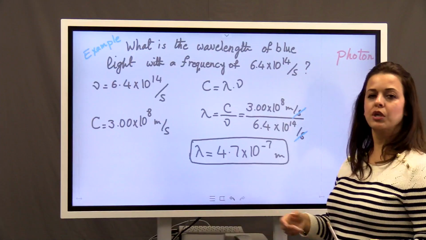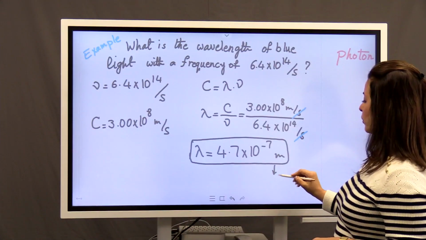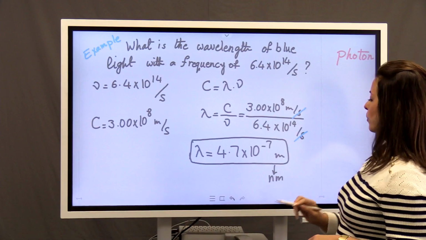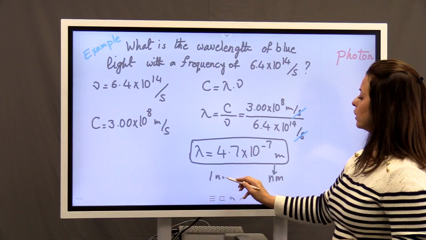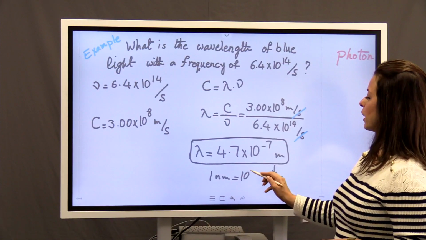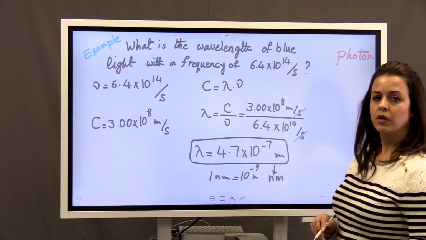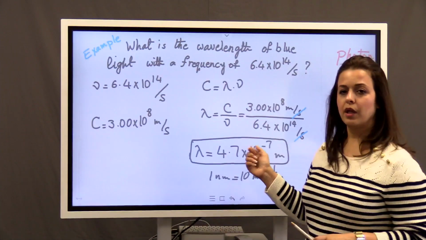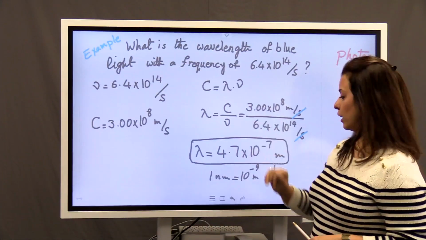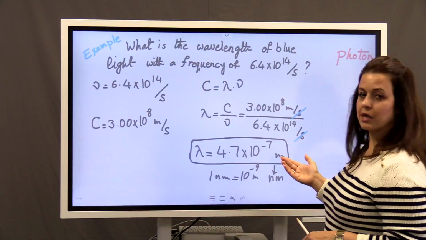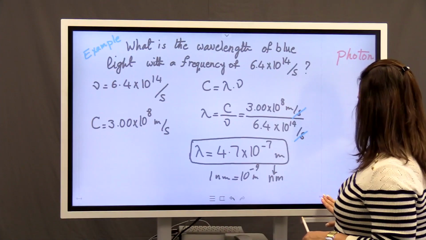And you can easily change this meter to nanometer if you are supposed to, by knowing that 1 nanometer is 10 to negative 9 meters. If you're not asked for a certain unit, you can leave it in meters. Otherwise, if you're asked for nanometers, change it to nanometers.